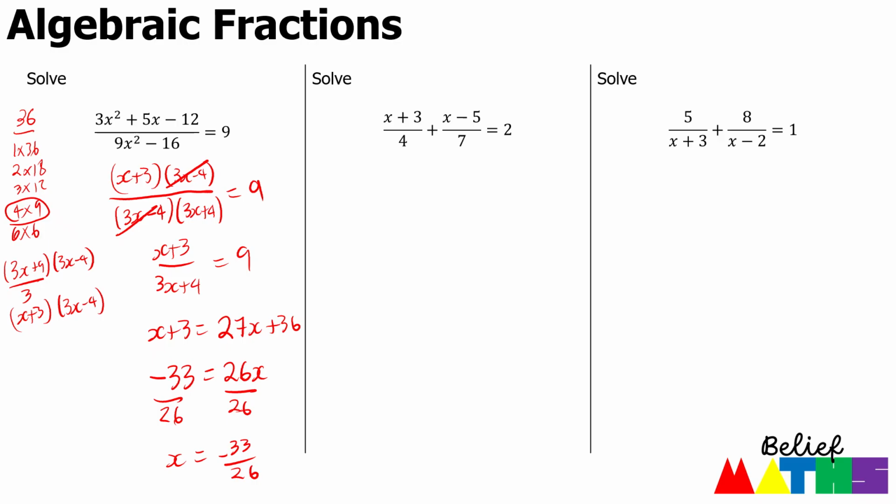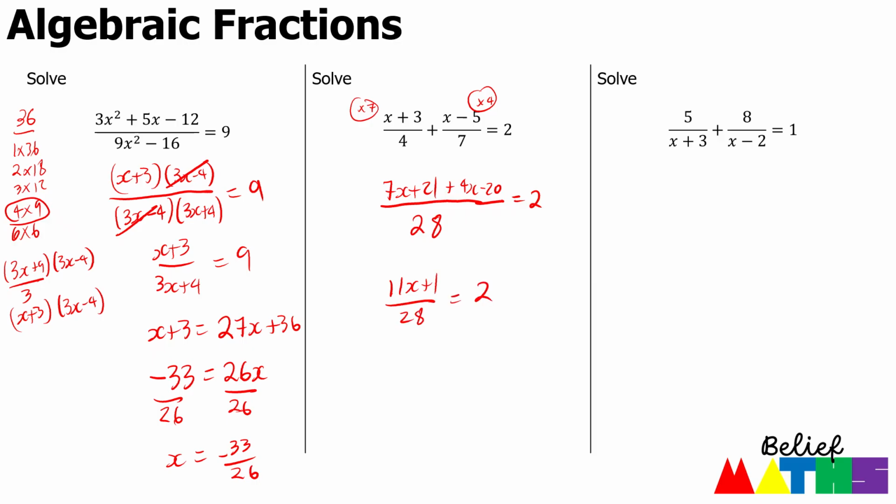Similarly with the second one, when we're adding fractions, we must have the same denominator. So in this case, we're going to make the denominator 28, because 7 times 4 is 28. And then we're just going to multiply the top over here by 7 and the top over here by 4. That gives us 7x plus 21 plus 4x minus 20 is equal to 2. Collecting our like terms then, we get 11x plus 1 over 28 is equal to 2.